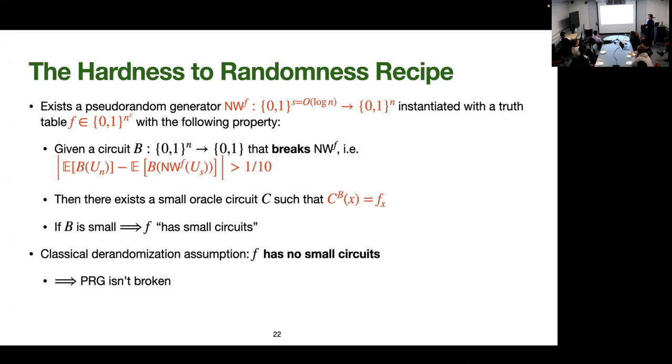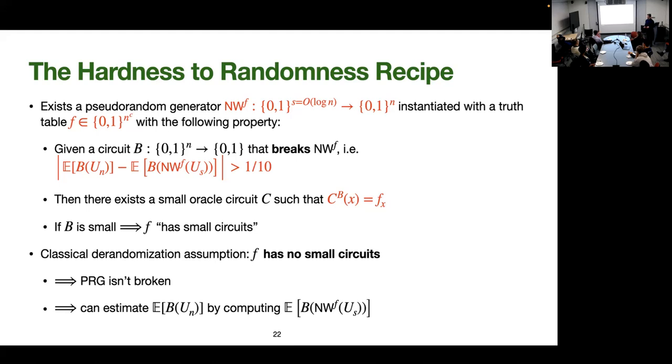And so our classical de-randomization assumption is basically just the contrapositive of that. Assume that we have access to some string f that doesn't have any small circuits. That means that the PRG isn't broken. And that means that we can use the output of the PRG to estimate the acceptance probability of this circuit under a random input, by computing its acceptance probability under the generator and then rounding, basically.